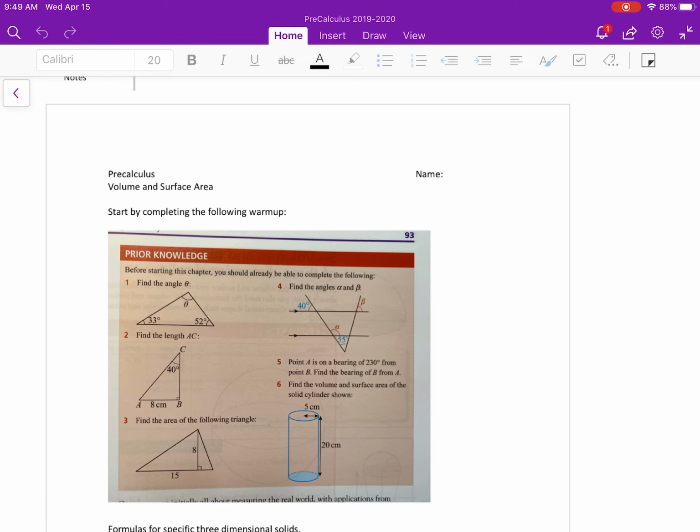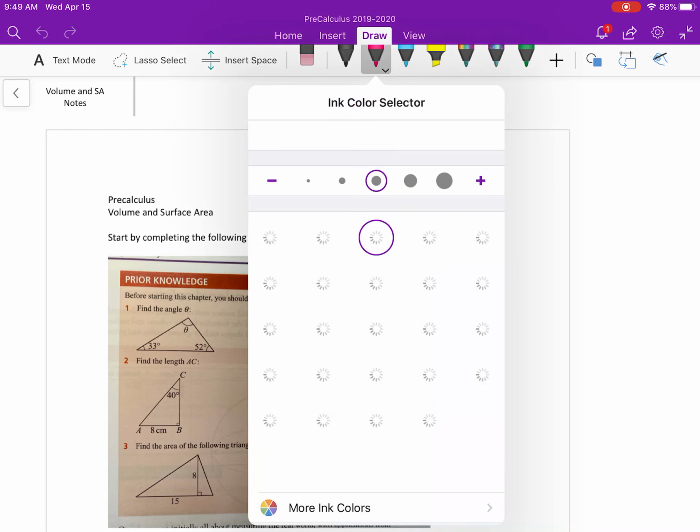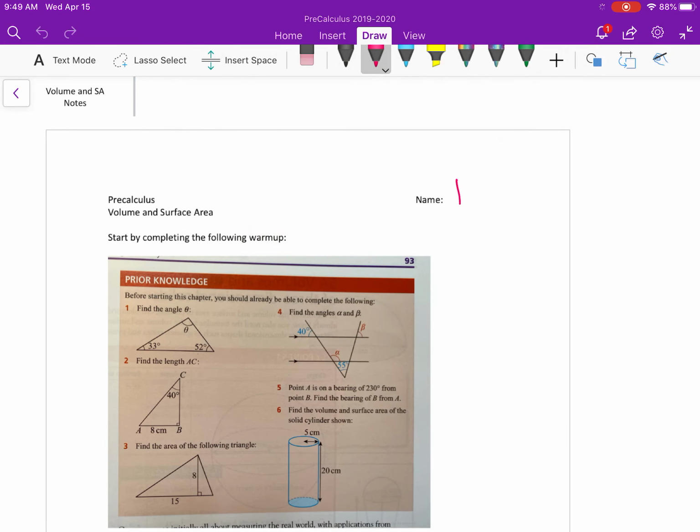Hey guys, good morning. The first thing we're going to look at today is volume and surface area. And hopefully my pen will work today and won't quit working halfway through.